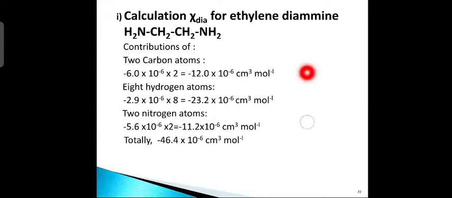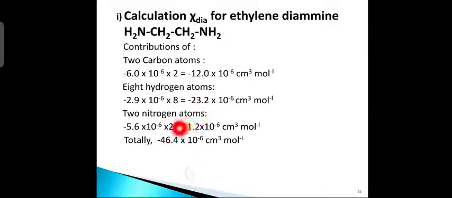Next is calculation of χ diamagnetic for ethylenediamine. Okay. Now, contributions of 2 carbon atoms: you can see here minus 6 into 10 to the power minus 6, that is for 1 carbon atom, so for 2 carbon atoms multiply by 2. Therefore minus 12 into 10 to the power minus 6 cm cube per mole. 8 hydrogen atoms: minus 2.9 into 10 to the power minus 6, that is for 1 hydrogen atom, multiplied by 8, therefore you get minus 23.2 into 10 to the power minus 6 cm cube per mole.